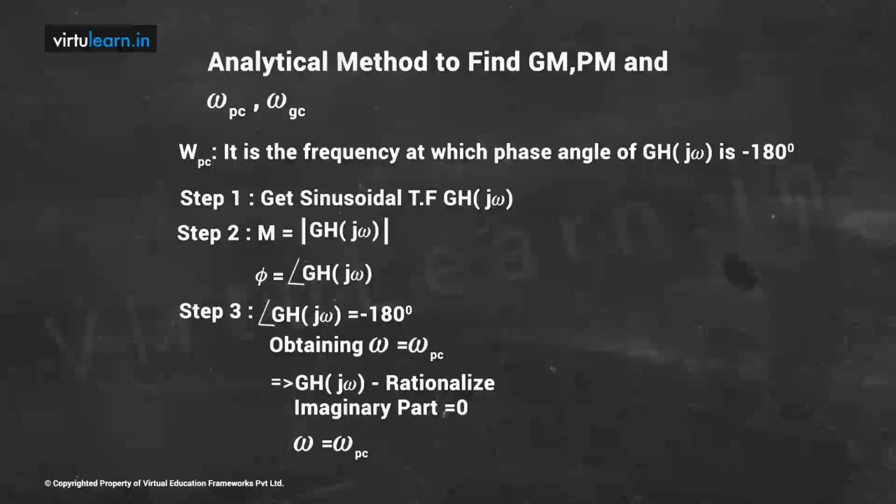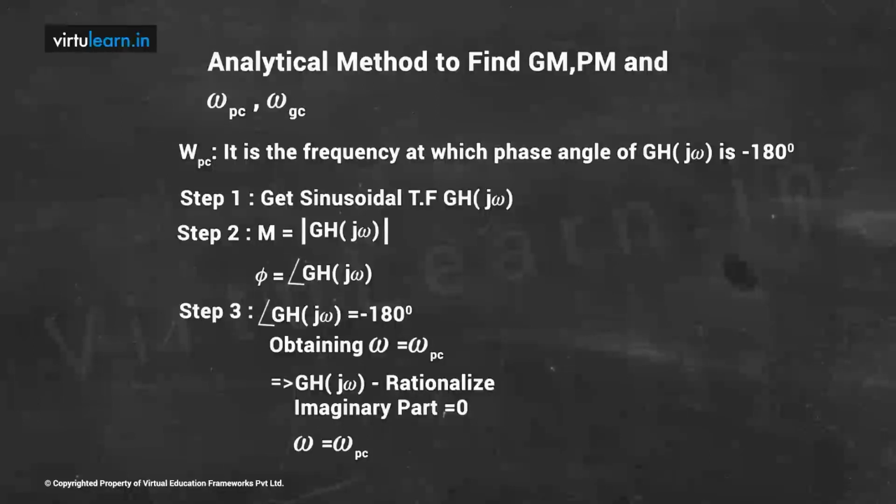We can also find this omega PC another way. We have GH of j omega. Now rationalize the GH of j omega, separate the real part and imaginary part, and equate the imaginary part to 0. When you equate the imaginary part to 0 and solve for omega, that omega is omega PC. Either way we can find omega PC.